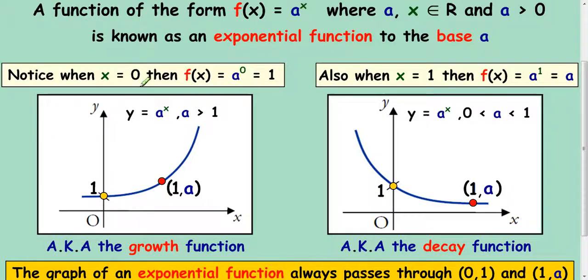Finally, just a wee note on different exponential graphs. This is the graph of y equals a to the x where the base is greater than 1. That's an example of a growth function, and we'll look at that in the next slide. And here, when a is a fraction between 0 and 1, then we get a decaying function going down the way. Notice that it still goes through (0, 1) and (1, a), i.e. the base.